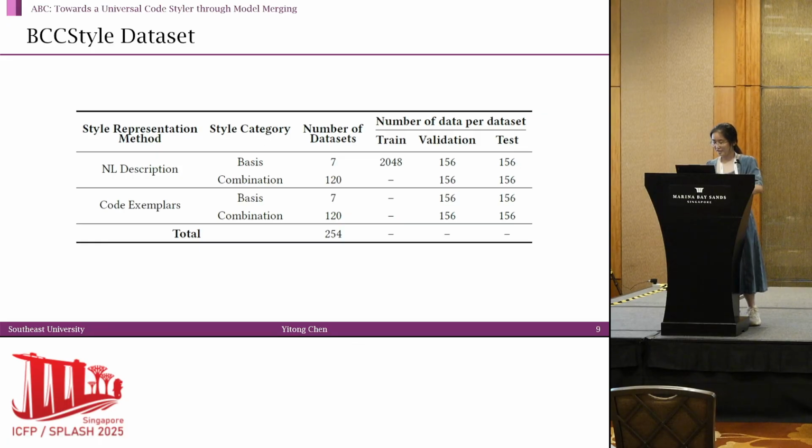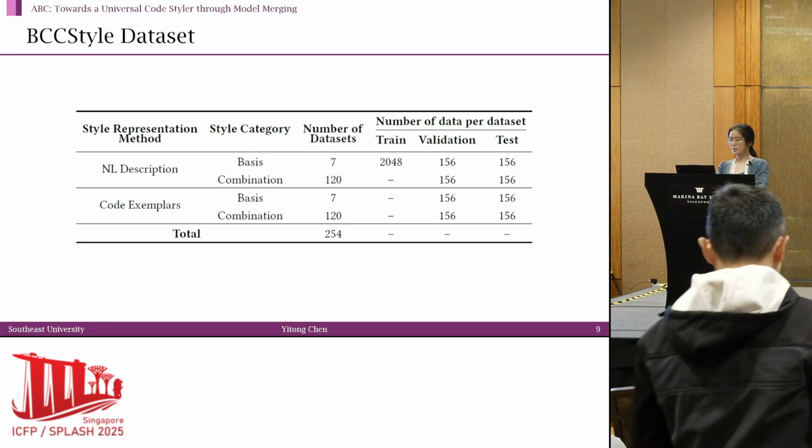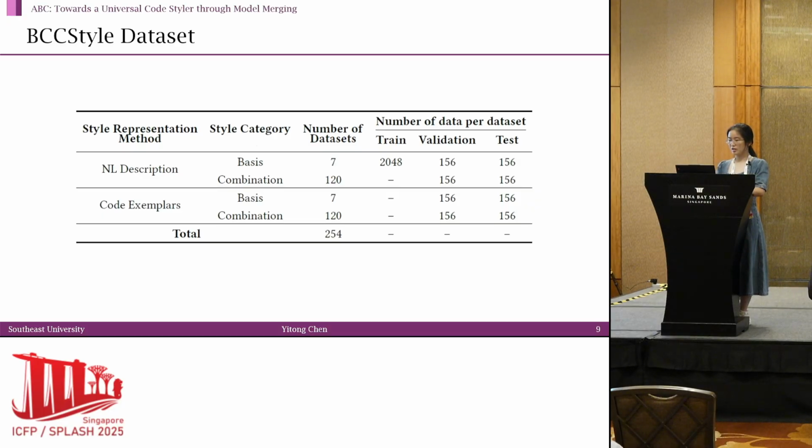So up next, we create and publicly release a new dataset called BCCStyle. This dataset includes the two main style representation methods used in current language model-based approaches, along with 7 style criteria extracted from widely adopted code style guidelines and all their possible combinations. Here's an overall statistical summary.